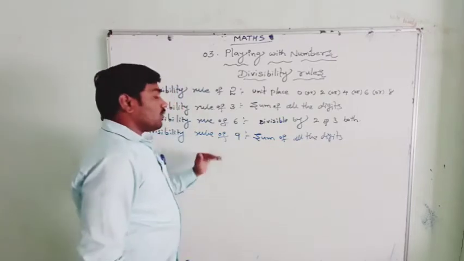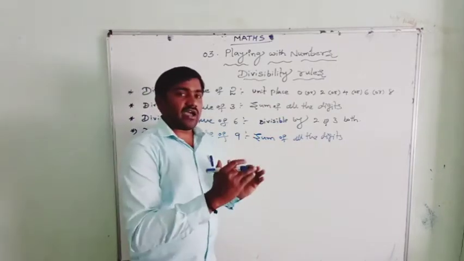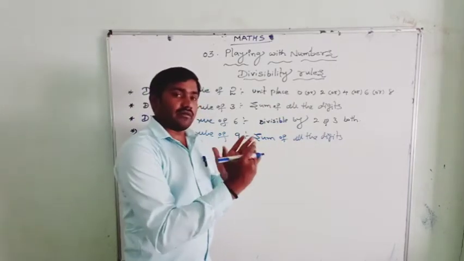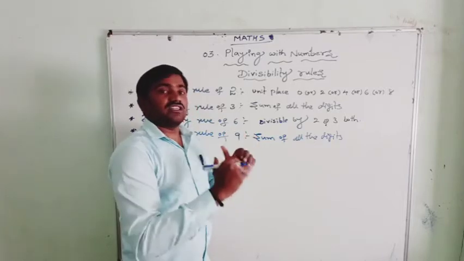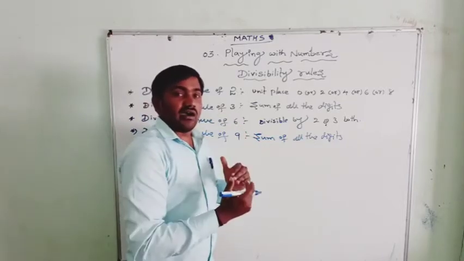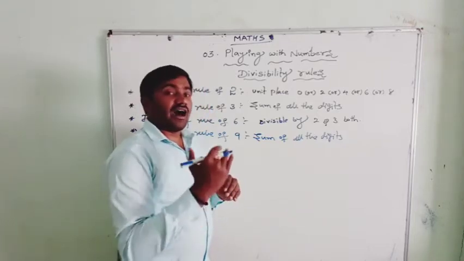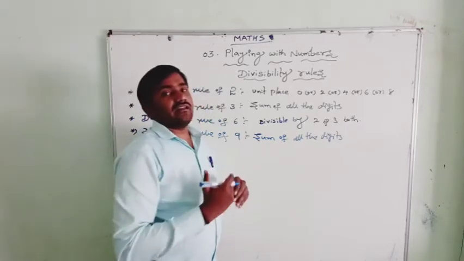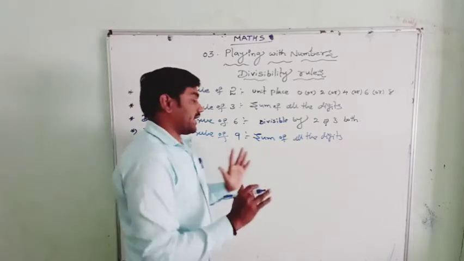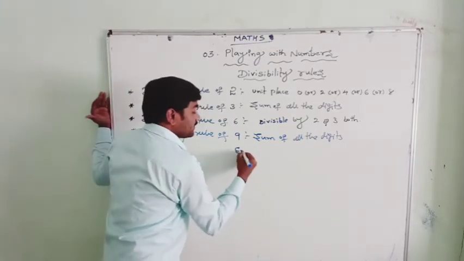So if they have given one number, we have to add all the digits in the number, the sum of all the digits of a number. If it is a multiple of 9, or it is divisible by 9, then the whole number is divisible by 9. Let me tell you one example here.